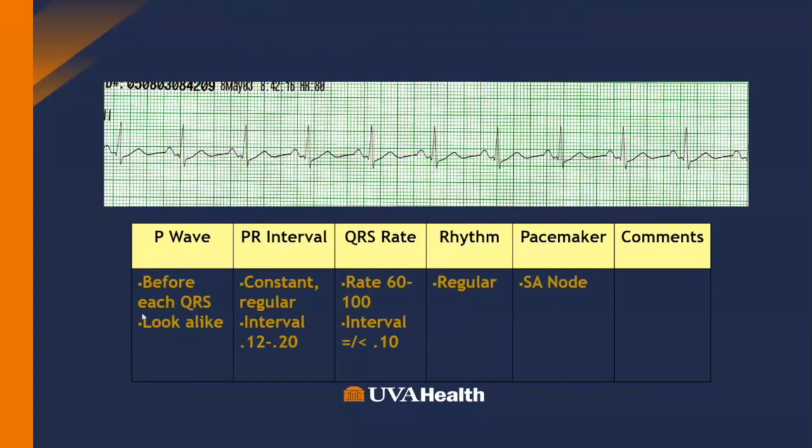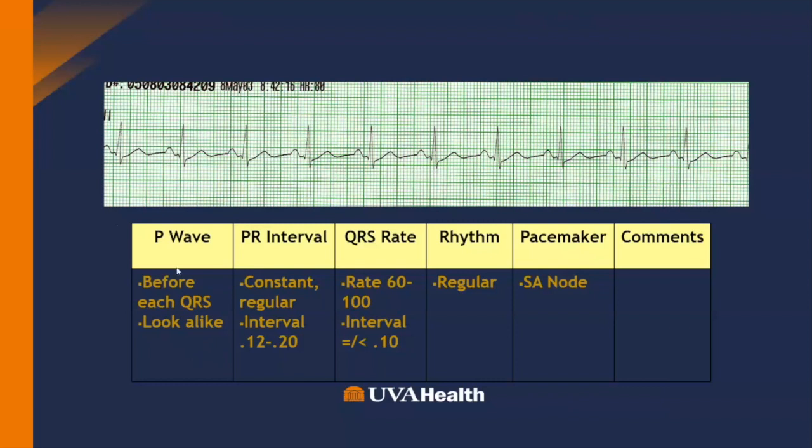So let's start with our first rhythm. Hopefully everyone will find this one to be relatively easy. What we're looking for is the P wave. Is it there? Yes. Is it there before each one? Do they all look the same? And the answer to all of that is yes.